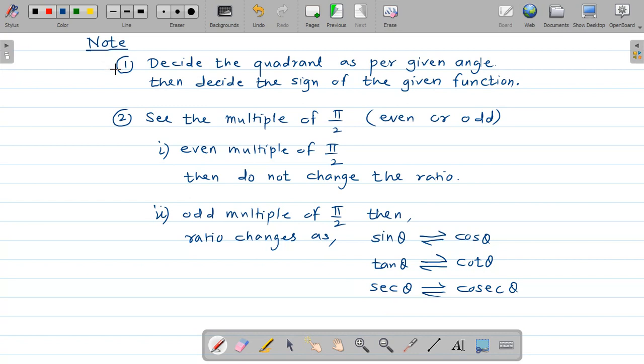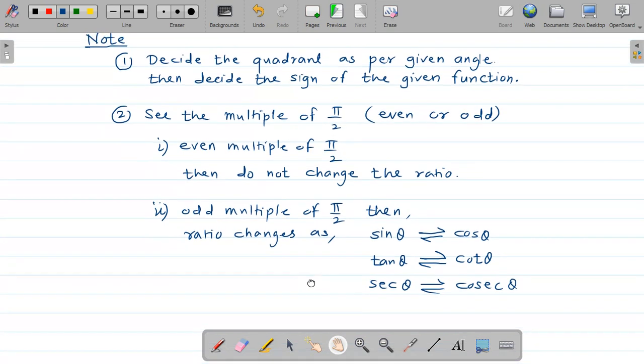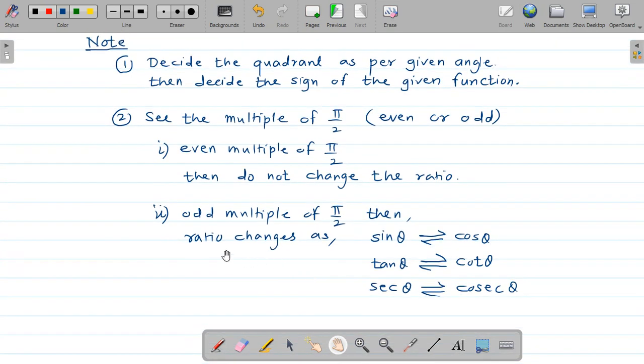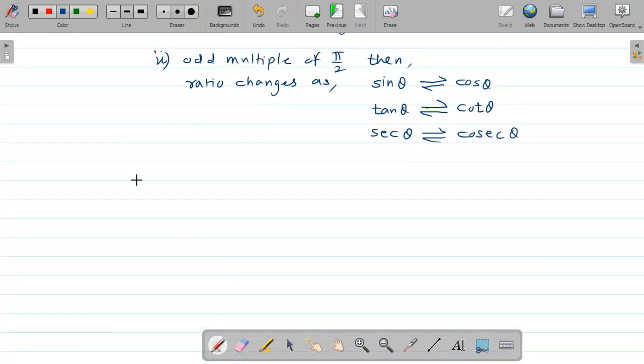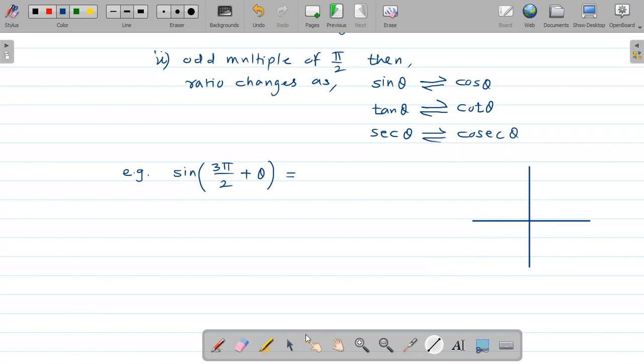So if you remember these two notes, then you can generalize the formulae of allied angles. Now for example, suppose I ask you what is sine of 3 times pi by 2 plus theta, what will be the result here? First of all I will see the quadrant of the angle. So just see the rough figure here. This is the first quadrant, second quadrant, third quadrant, and fourth quadrant.